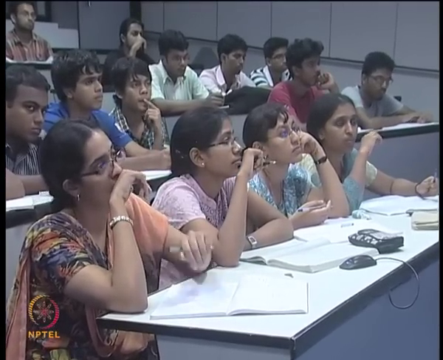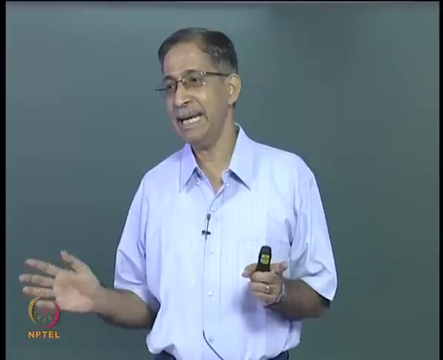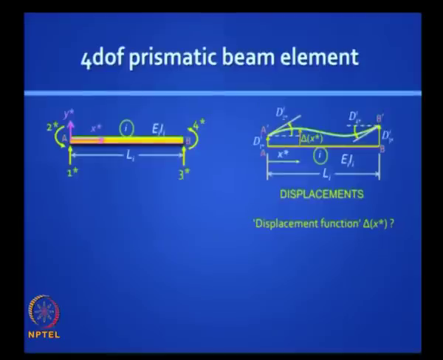Well, in a classic displacement approach we do not know moments. Moments are at the tail end of the derivation. We do not know moments. So if I have to go by this argument, then it follows that the displacement function delta x star can be a polynomial, but of what order?